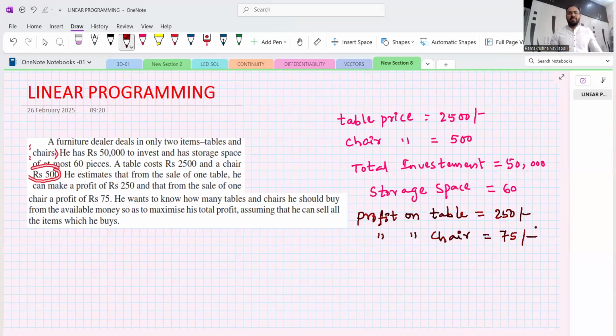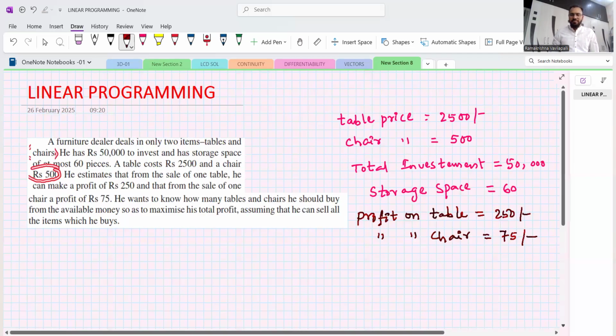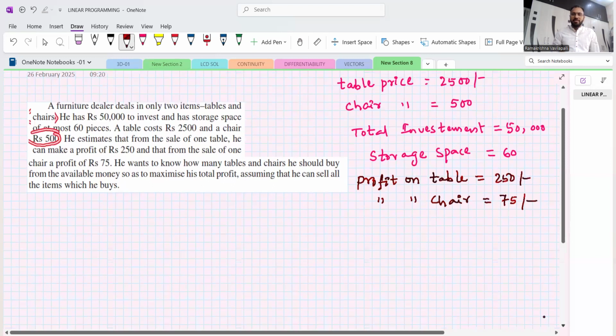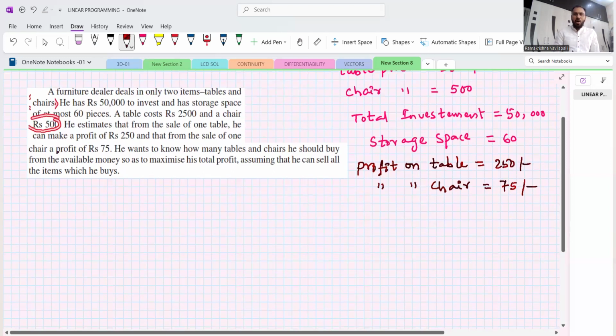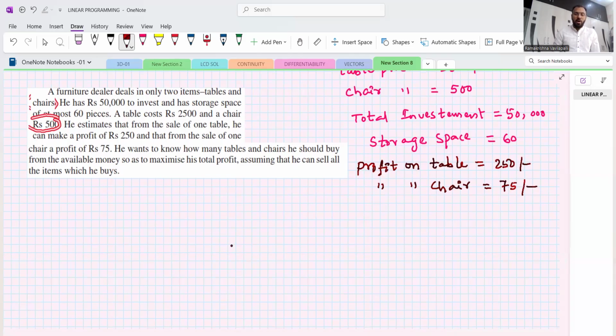Right. Well, so here you see that suppose we buy all tables, then what will be the profit? If we buy all chairs, then what will be the profit?